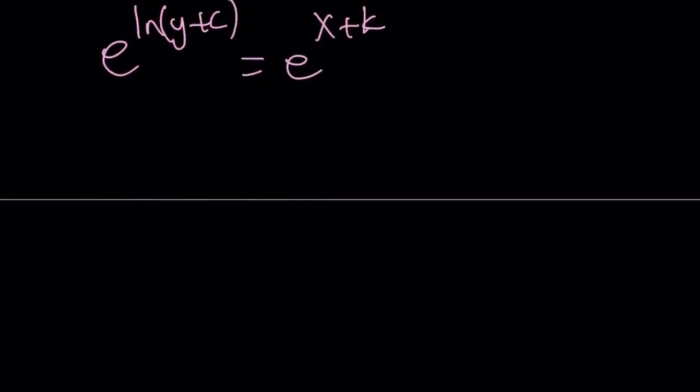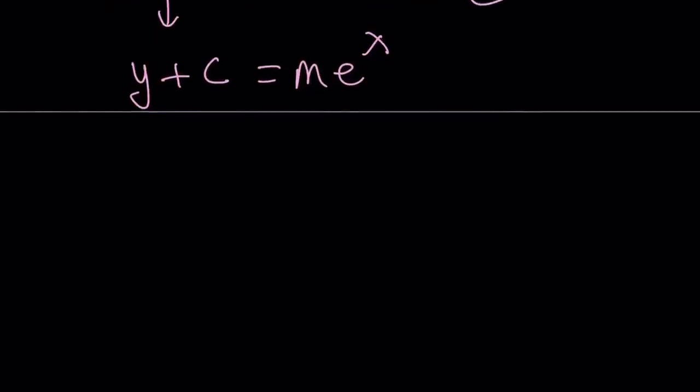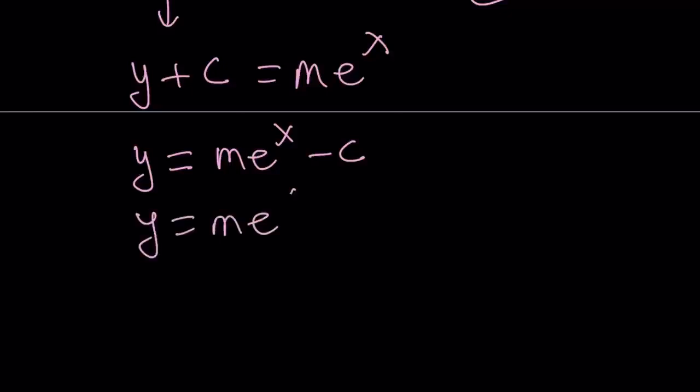And now we get e to the power x times e to the power k, but e to the power k is another constant. Let's call that m. And this gives us the following. e to the power ln of y plus c is just y plus c, equals m times e to the power x. We're almost there. Bear with me. One more step maybe. We can write y as m e to the power x minus c, and negative c we can just call that n. And this brings us to the end of the second method.